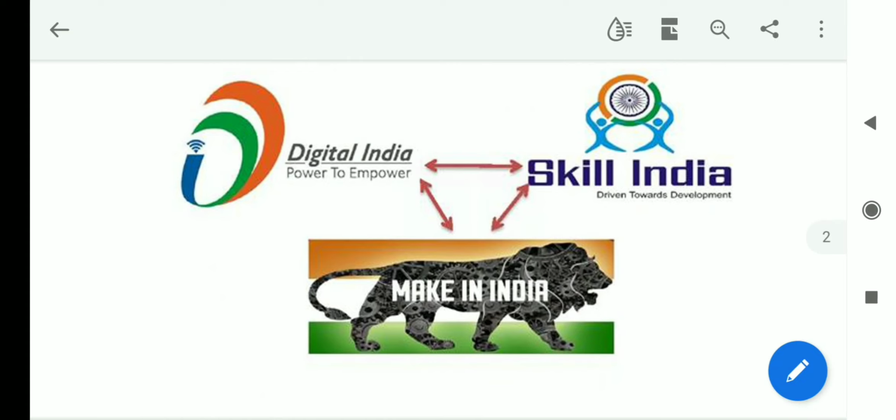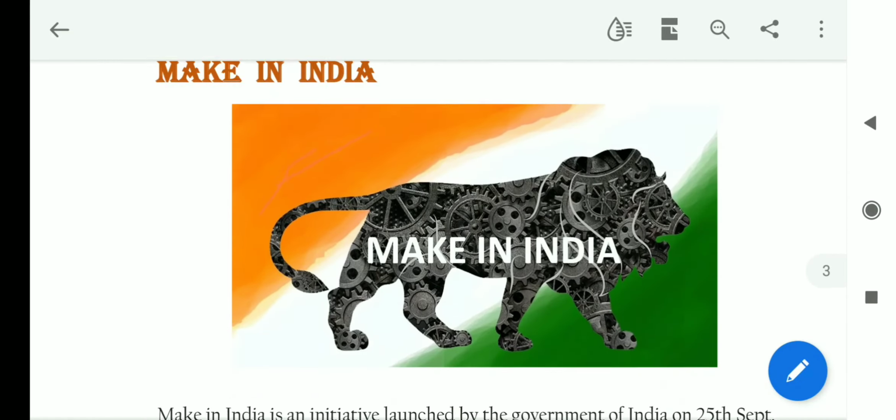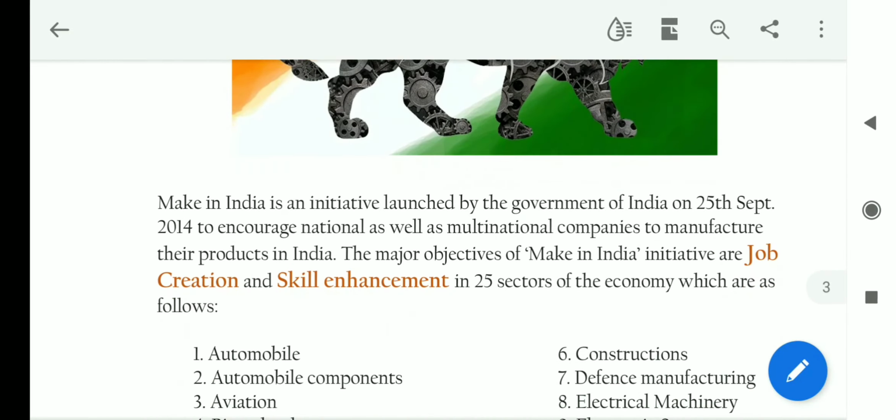Now here we will study Make in India. Make in India is an initiative launched by the Government of India on 25th September 2014 to encourage national as well as multinational companies to manufacture their products in India. As we were importing a number of goods from foreign countries, India took the initiative of Make in India, which encourages companies to start producing in India.